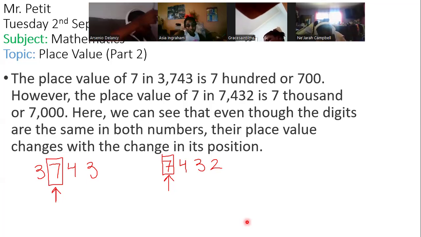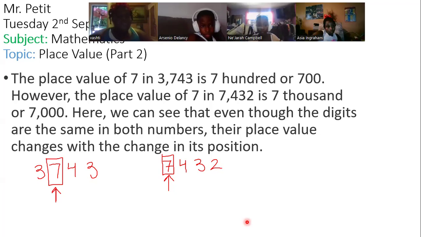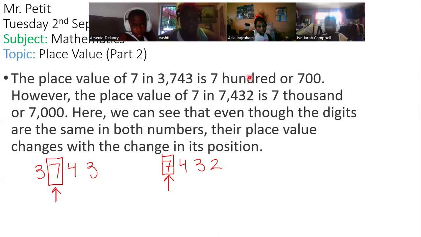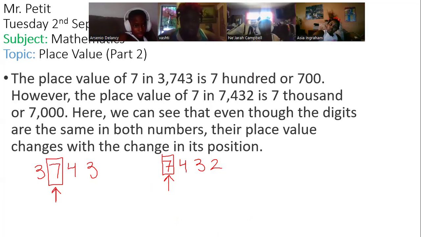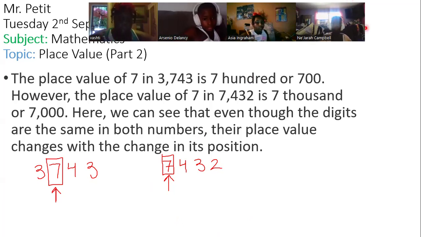Who wants to go next? Campbell, what comes after a million? 10 million. Vashti, what comes after 10 million? 100 million, very good. Arsenio, what comes after 100 million? 1 billion, very good. Okay, so raise your hand if you wish you had $1 billion.